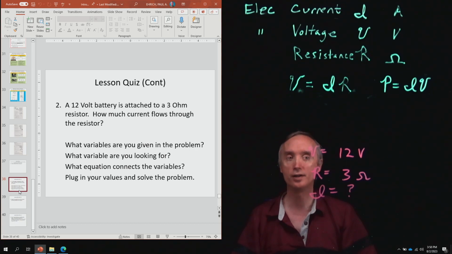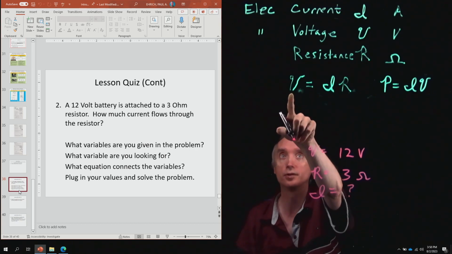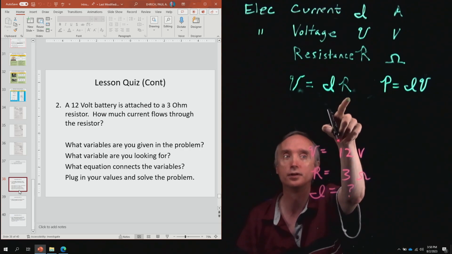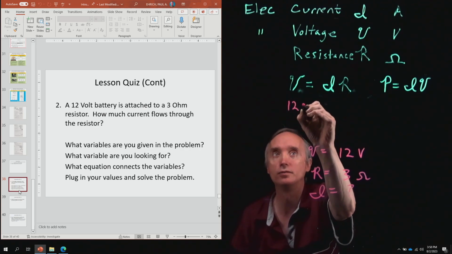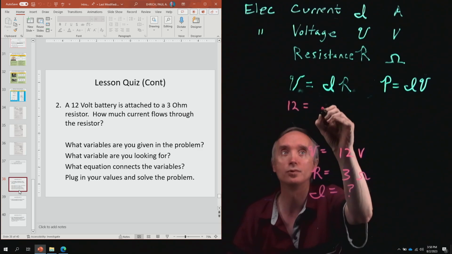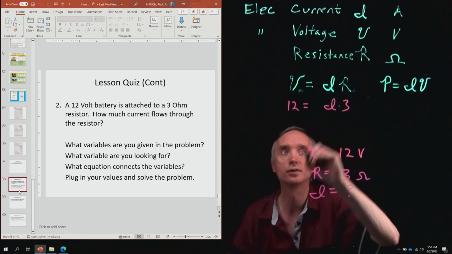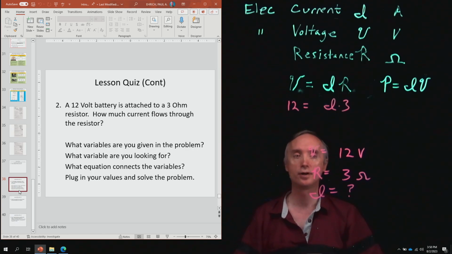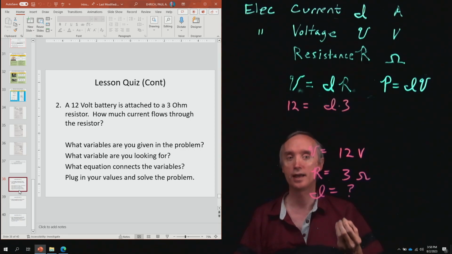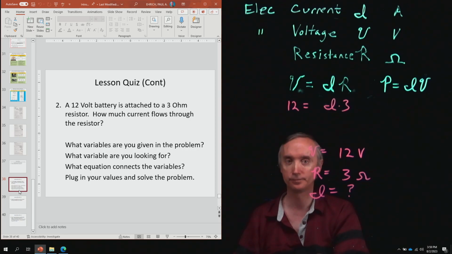And so what equation connects the variables? It's going to be V equals IR. So we're going to say that 12 is going to be equal to the current times 3. So if you take 12 divided by 3, you get 4. So the current is going to be 4 amps. Don't forget to put the unit on the end of it.